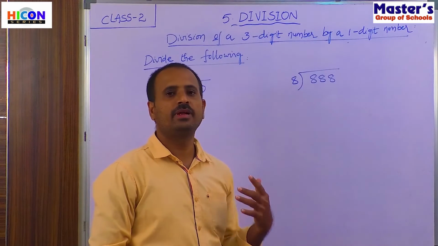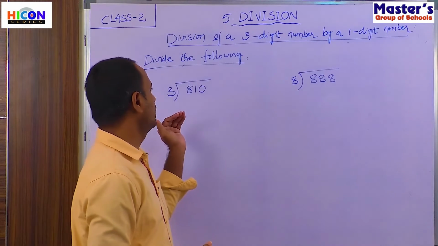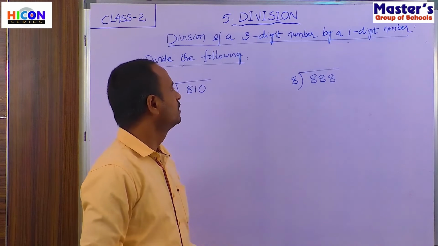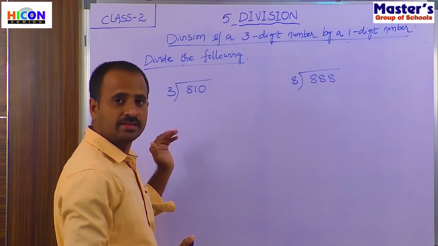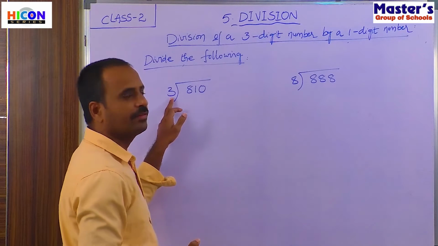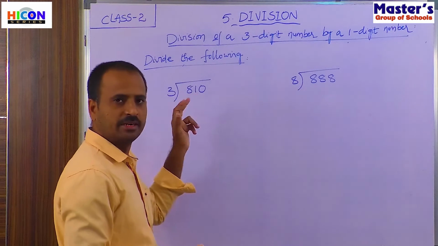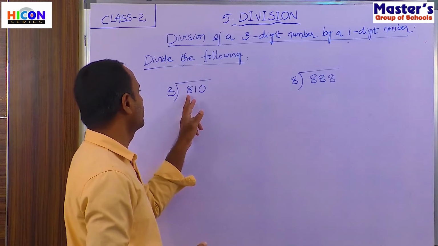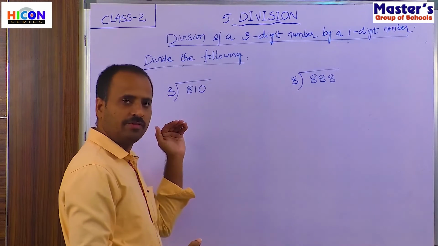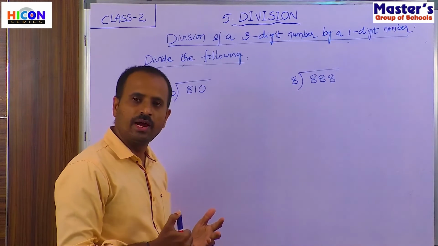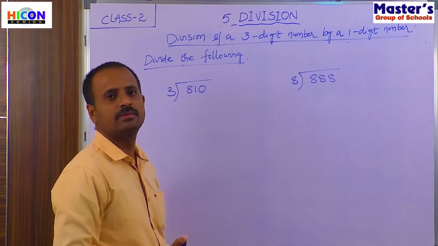So children, look at the board. There are some more problems on division. Here they have given 2 divisions. Let us see the first one. In this division also, what is the divisor? 3 is the divisor. What is the dividend here? 810 is the dividend. 810 is a 3-digit number and the divisor 3 is a 1-digit number. Now we have to divide this 3-digit number by the 1-digit number 3.